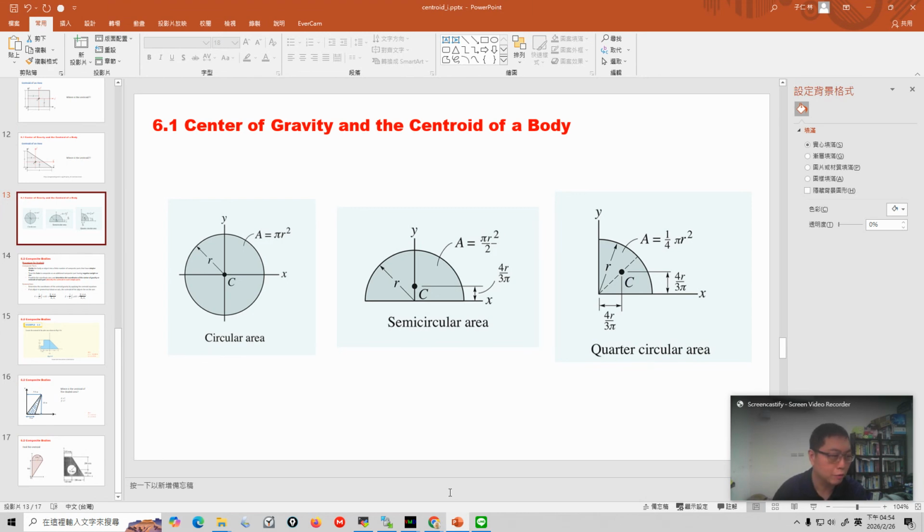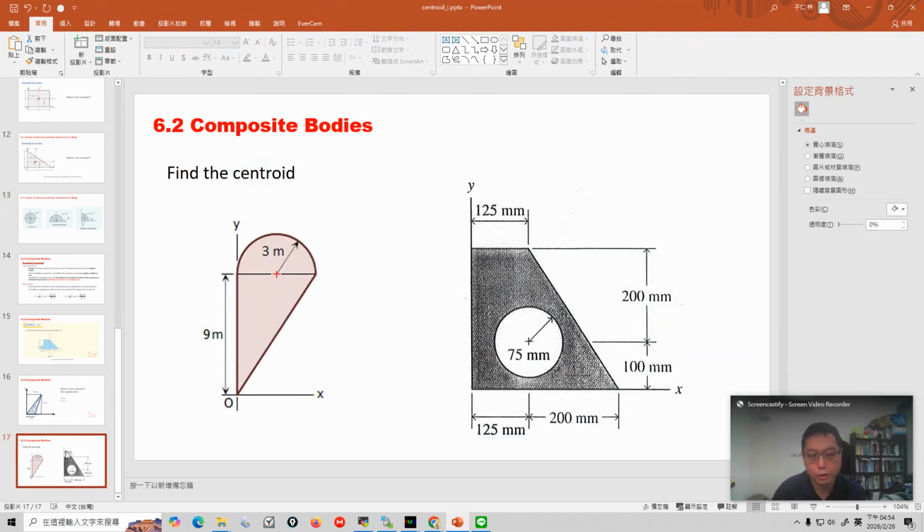This video doesn't cover any central explanation. If you want to know the fundamental concept of the centroid, go see other videos. In this video I'm going to show you the left-hand side example: find the centroid of this composite area or composite body.